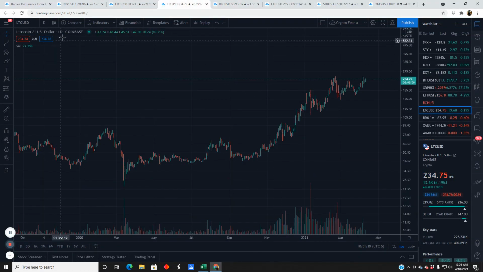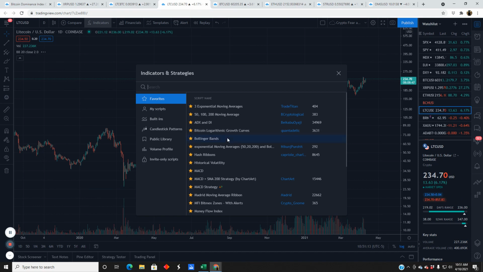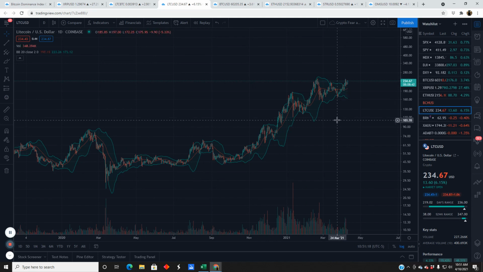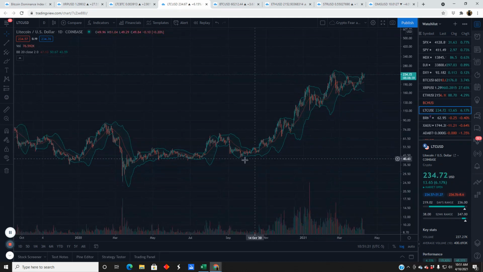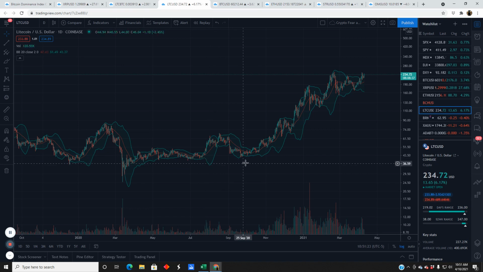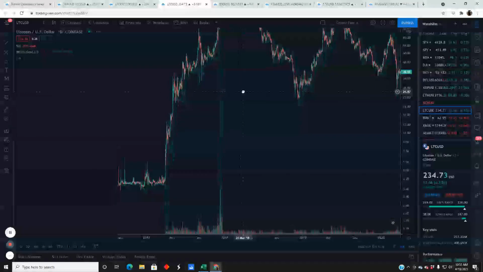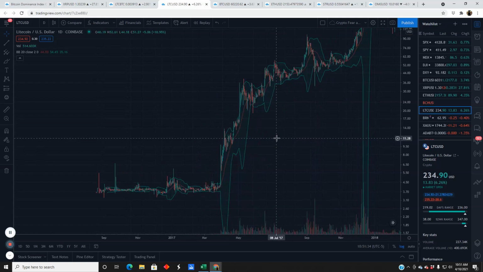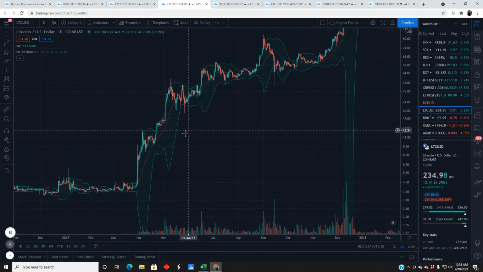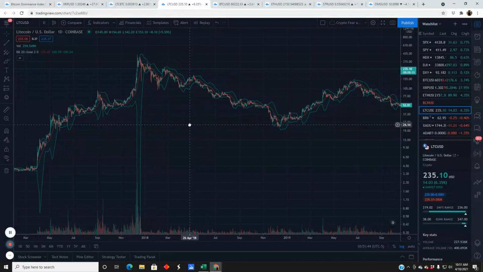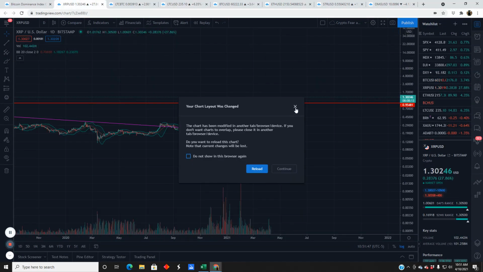All right, let's look at LTC. So we've got a mouth opening to the downside and to the upside, so this should be a pretty impulsive move. That happened over here as well, right here as well, and right here as well. So hopefully that was helpful. Let's look at XRP real quick. Last one.